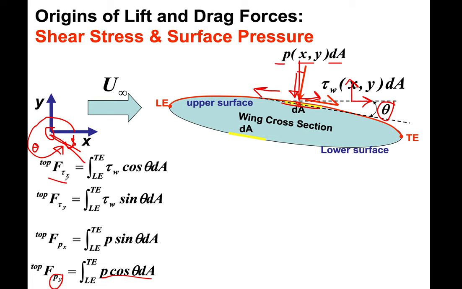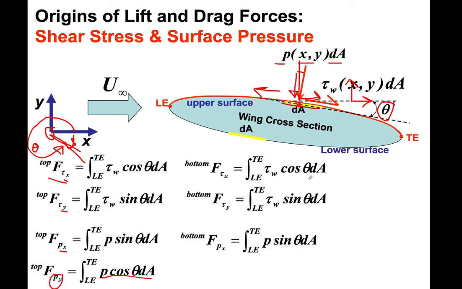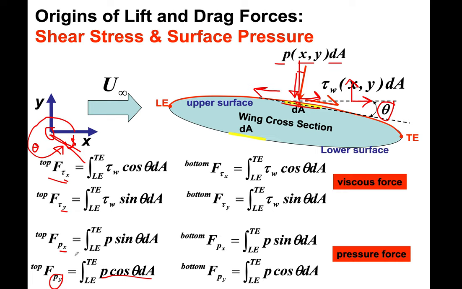So you see now the shear stress force has an x and y component, and the pressure force has an x and y component. And we've done the top part of the wing, we do the bottom part of the wing. It's exactly the same story, and then we sum them all up. If I'm now interested in the lift and drag, which is most of the time what I'm interested in, then I sum the x components together and I sum the y components together. And those x and y components can be of viscous origin or of static pressure origin.